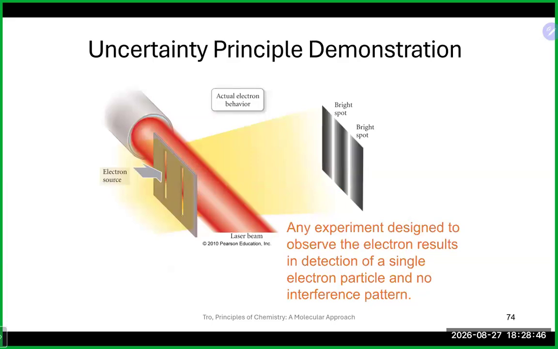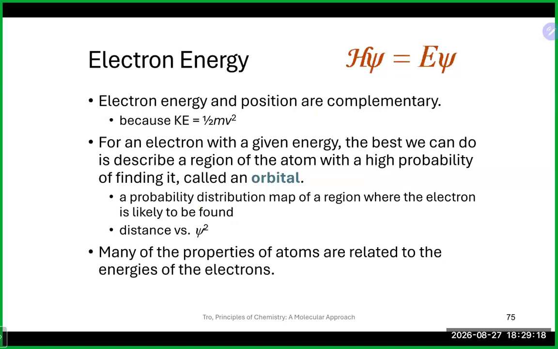If you have an experiment to observe an electron, what we see is a single electron particle and no interference pattern. So we don't see the wave-like nature of things. Again, the more you know about one thing, the less you can observe the other aspect of a particle. In this case, we can only observe the particle nature of it. We're not able to simultaneously observe the wave-like function of it as well. With that being said, electrons' energy and their position are complementary to each other.